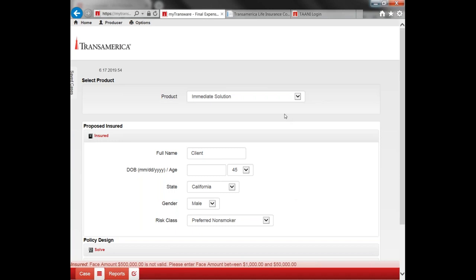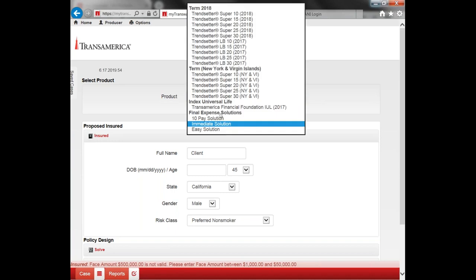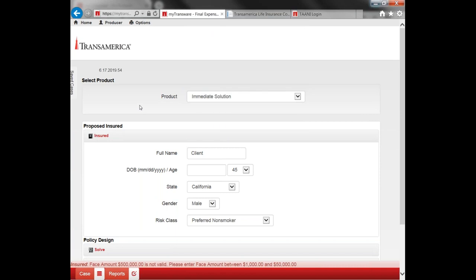We have three products for final expense. First is your immediate solution, your go-to product. Then your 10-pay solution, which is the immediate solution paid off over a 10-year period. And finally, the easy solution is your graded product. The underwriter will determine if the client is eligible for that graded product based upon their health. This is not a guaranteed issue product.